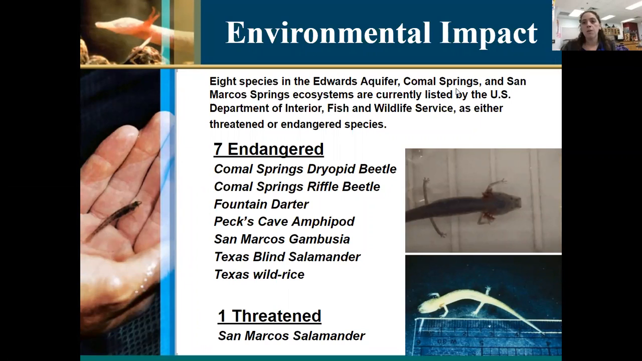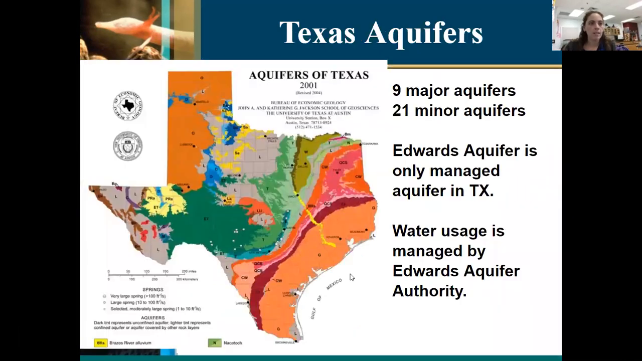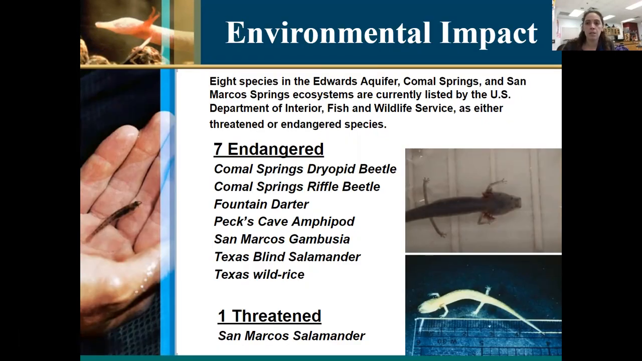So in our Edwards Aquifer, some of the environmental impact comes with the endangered species. Right now there are 7 different endangered species, and one of which is threatened. We've got a variety of beetles, a fountain darter, which is this little bitty fish, an amphipod, a little tiny crustacean thing, the San Marcos gambusia, the Texas blind salamander, and then a plant, Texas wild rice, and 1 threatened species. So all of these need protection under the Endangered Species Act. So if the water gets too low, we have to stop pumping to keep a habitat for these animals.